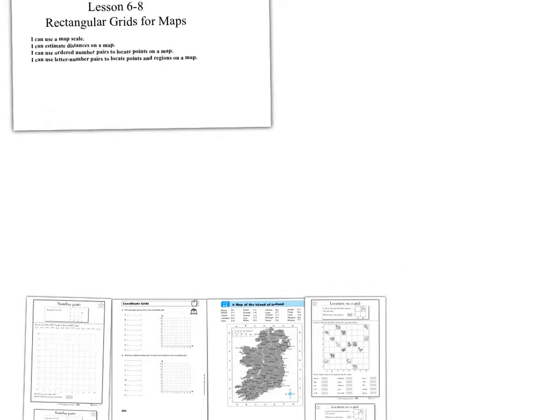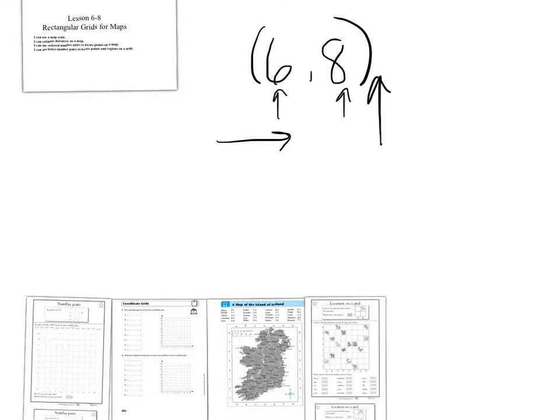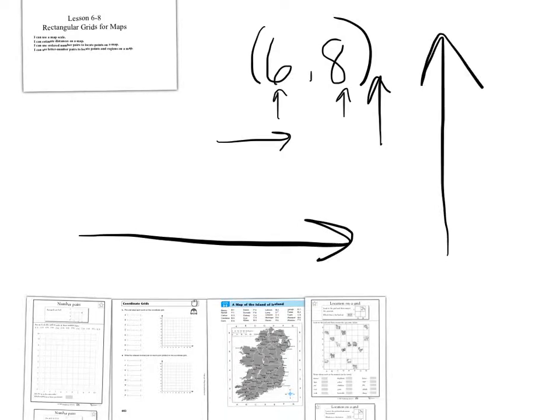When you have ordered number pairs, you're going to be looking at a grid that's trying to locate things. And it'll have, like, a 6, 8, just for example. One thing you always need to know: the first number means over, the second number means up. Always remember, the first number means to go over, the second number means to go up. Every single time. Do not be tricked on this. Sometimes people go up with the 6 and over with the 8. It doesn't work like that. You have to go over and then up.